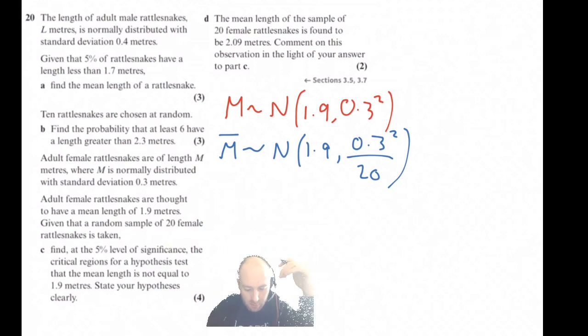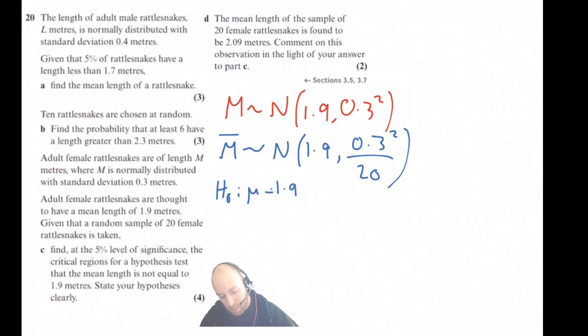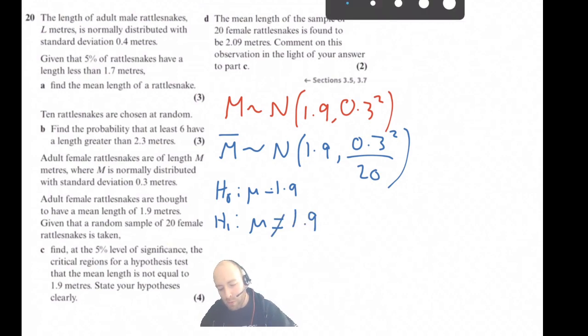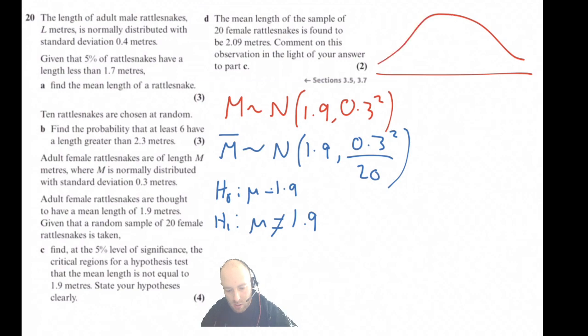So what are we doing now? Okay, so we need to state some hypotheses. H0: the mean is 1.9. H1: the mean is not equal to 1.9, so we're doing a two-tailed test. Draw my distribution. 5%, so for each tail we're looking at 0.025. Trying to find out what the critical regions are.